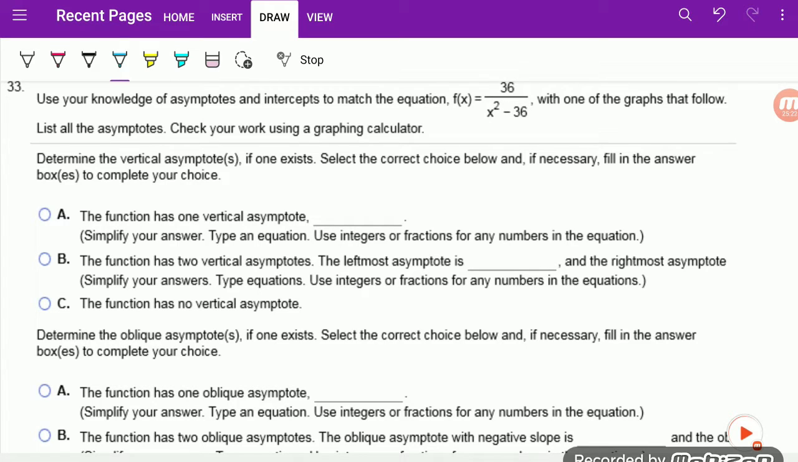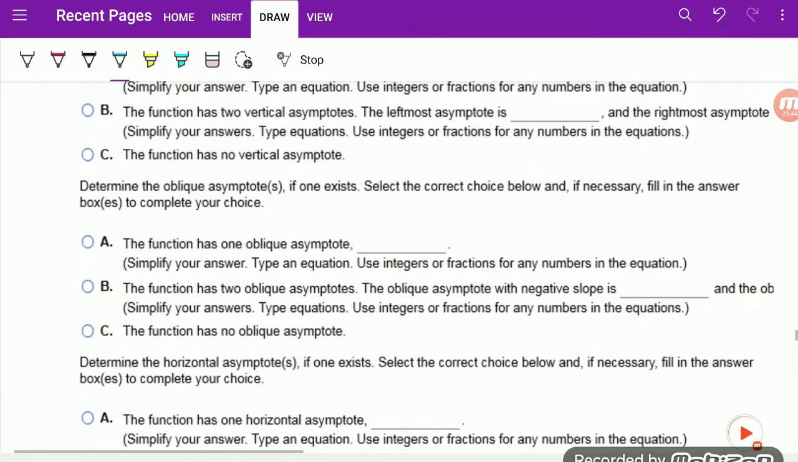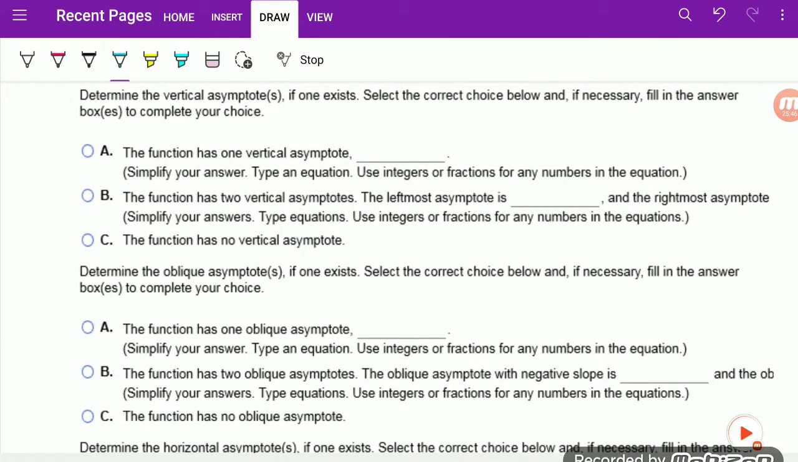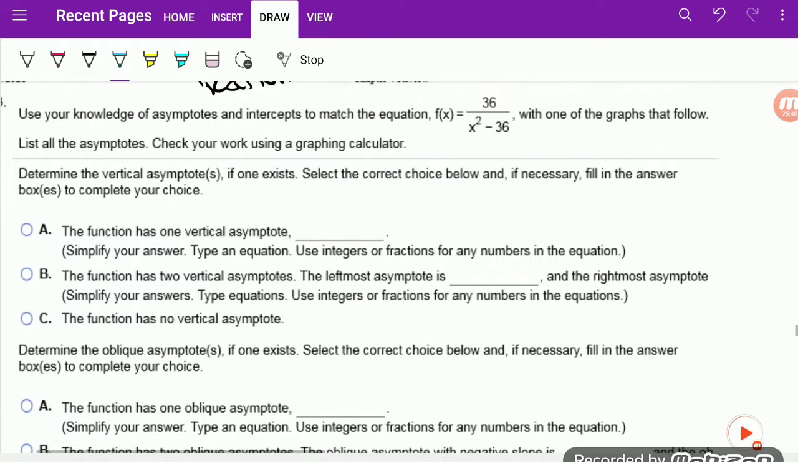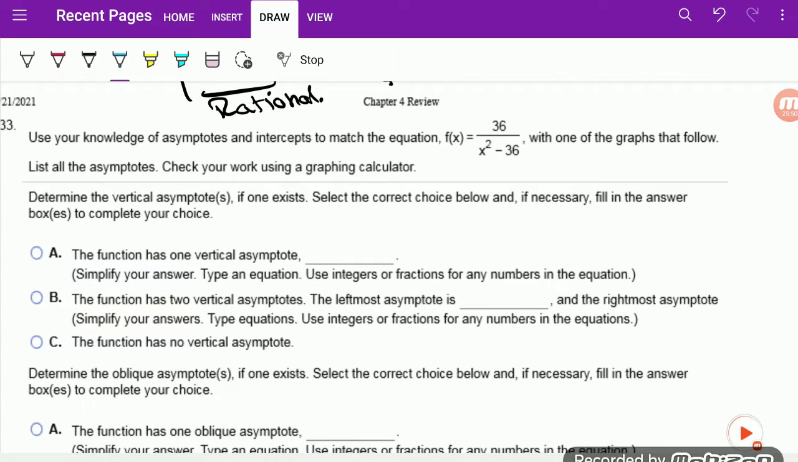Use your knowledge of asymptotes and intercepts to match the equation f of x equals 36 over x squared minus 36 with one of the graphs that follow. List all the asymptotes. Check your work using a graphing calculator. Okay, so we have many questions here actually. So let's do some analysis about the asymptotes: vertical asymptotes, horizontal asymptotes, and oblique asymptotes.